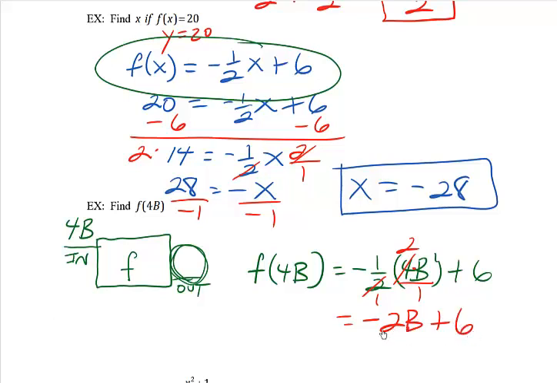If nobody ever is going to tell me what b is, then I don't have any way to further work this out. And so what we're saying is when you stick 4b into this function, you get negative 2b plus 6 out. That's the answer.